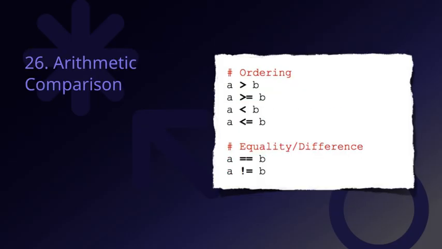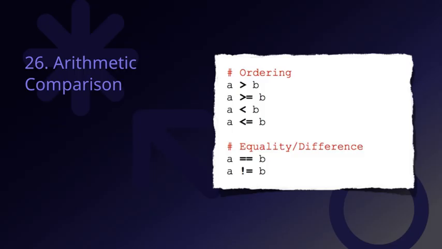Let's take a closer look at arithmetic comparison. This is a fundamental concept that helps us evaluate and compare different quantities or values. When we perform arithmetic comparisons, we're essentially asking questions like, is this number greater than, less than, or equal to that number? These comparisons are crucial because they form the basis for decision-making, sorting, and many other processes in data analysis and programming. The key points to remember are the comparison operators, such as greater than, less than, equal to, not equal to, greater than or equal to, and less than or equal to.